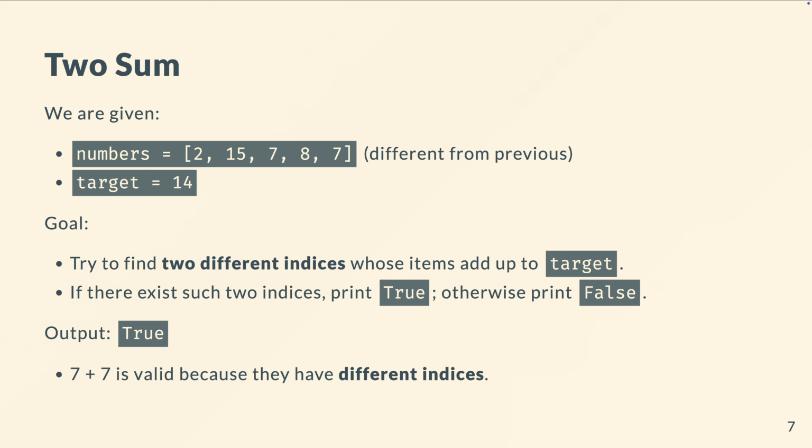Here is another example. The list numbers changes. Numbers now contains 2 7s. The target is still 14. This time the output is true. It is because there are 2 7s, and they are at 2 different indices. So 7 plus 7 is valid now.